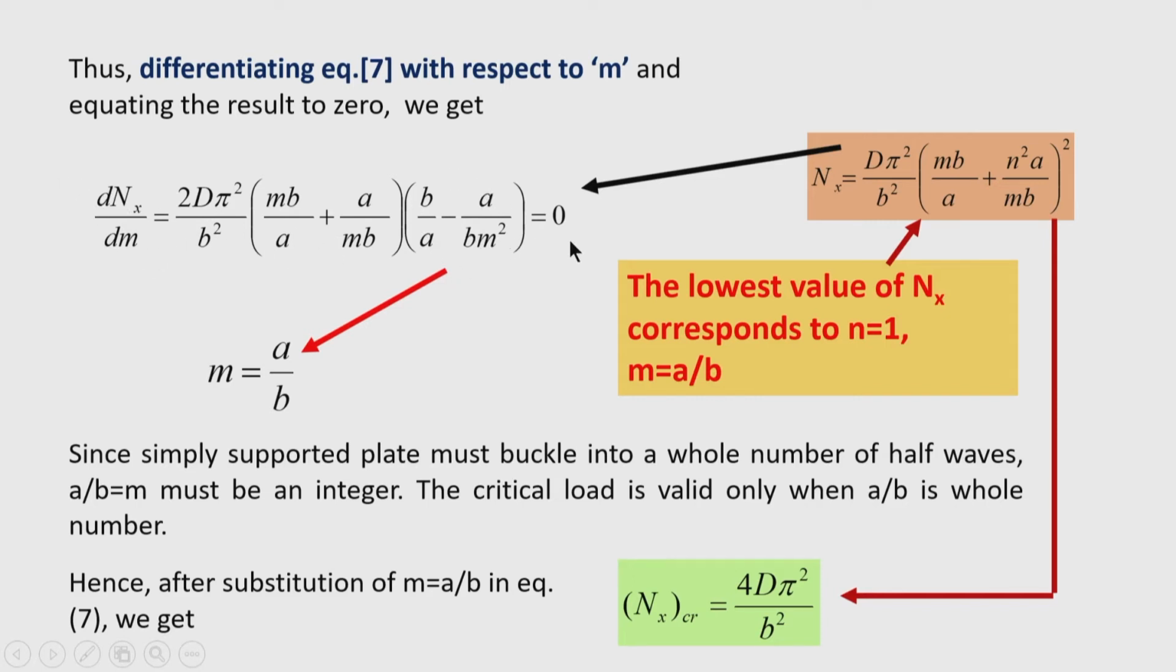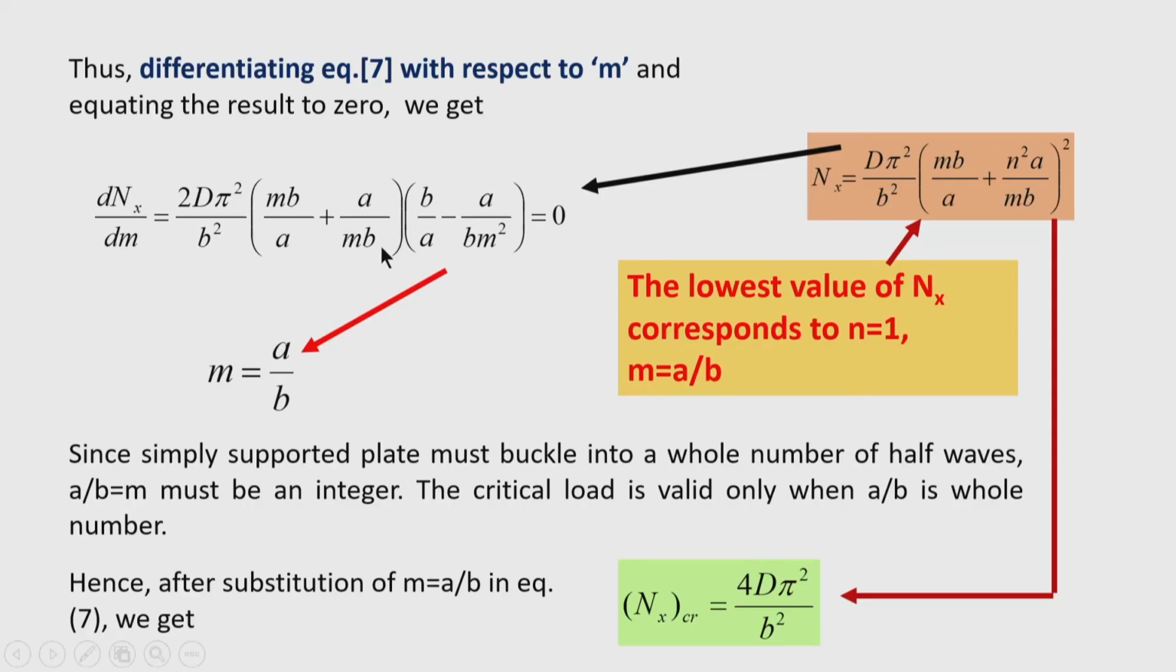Now, this is equated to 0, and obviously, this is valid if either this quantity is 0 or this quantity is 0. That means, m b by a plus a by m b is 0, that is one possibility. Other possibility is b by a minus a by b m square is 0. Both the possibilities can be there, but if I take m b by a plus a by m b equal to 0, I will get the absurd value of m, which becomes a negative, and negative integer is not possible. M and n are positive integers. So, the second quantity, that is b by a minus a by b m square, must be 0.